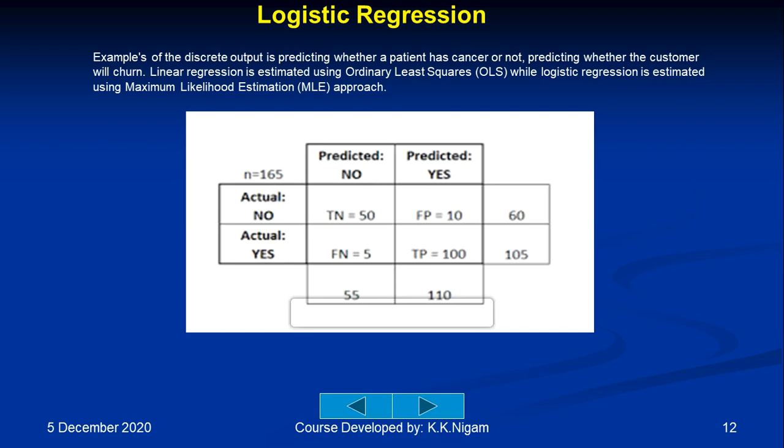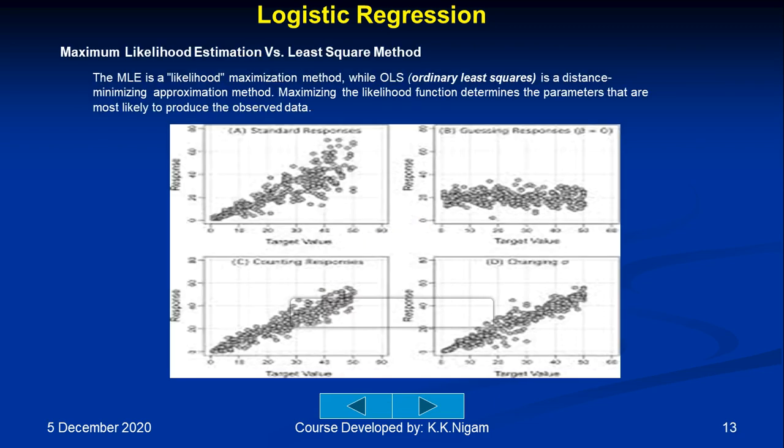Linear regression is estimated using ordinary least squares, while logistic regression is estimated using the maximum likelihood estimation approach. So that is the difference between the two. Maximum likelihood estimation versus the least square method: MLE is a likelihood maximization method, while OLS, that is ordinary least square, is a distance minimizing approximation method. Maximizing the likelihood function determines the parameters that are most likely to produce the observed data.